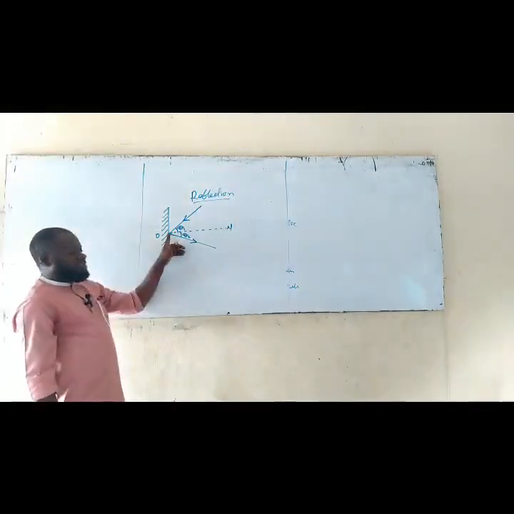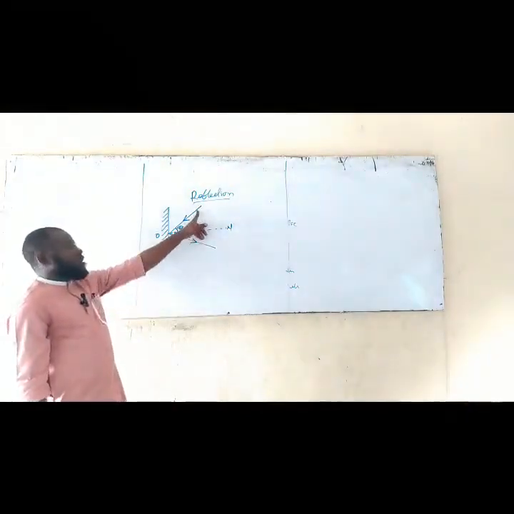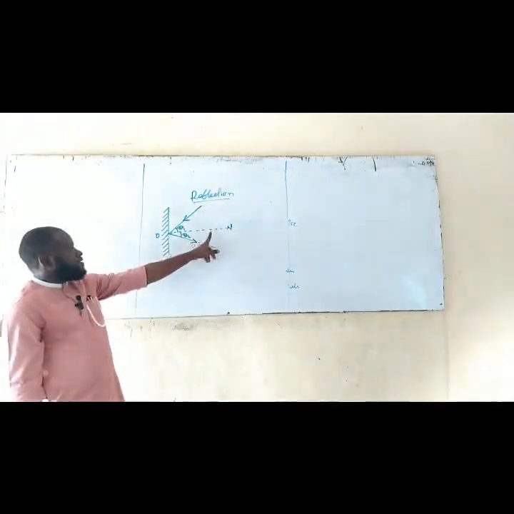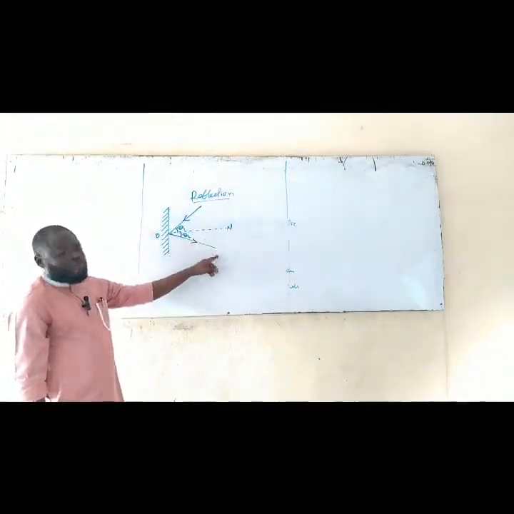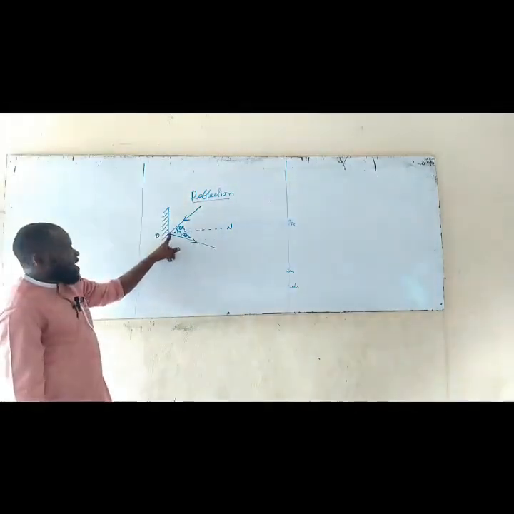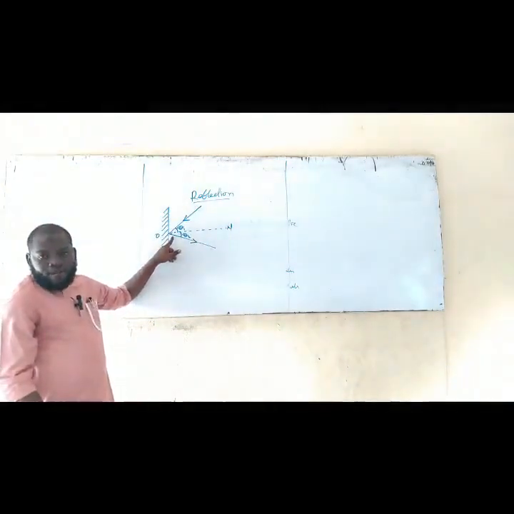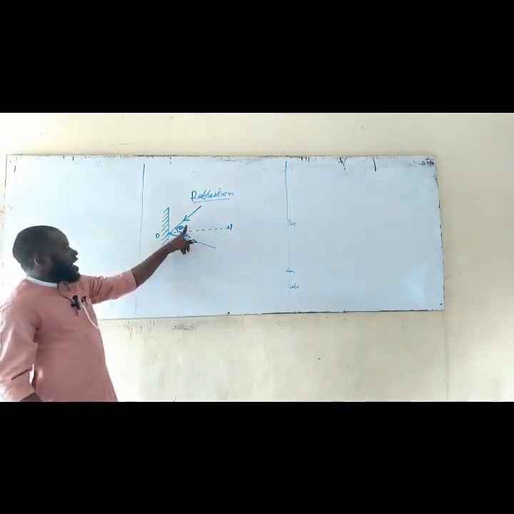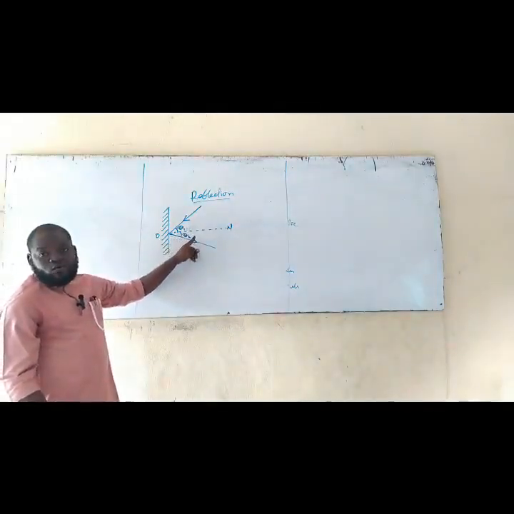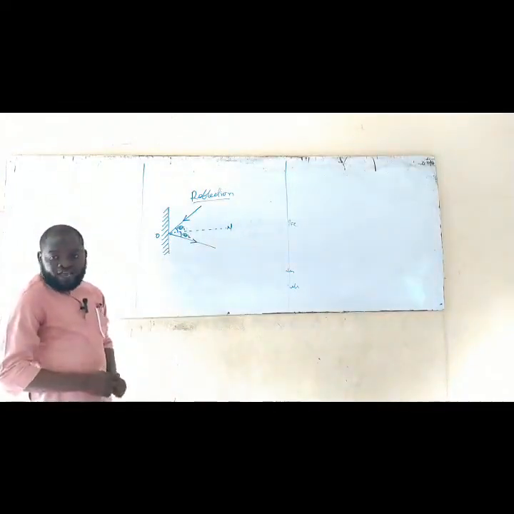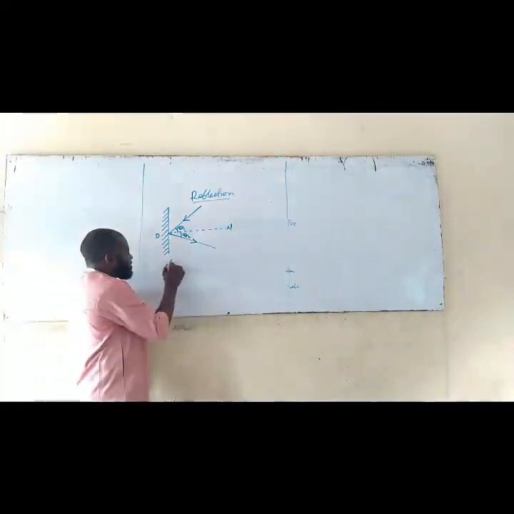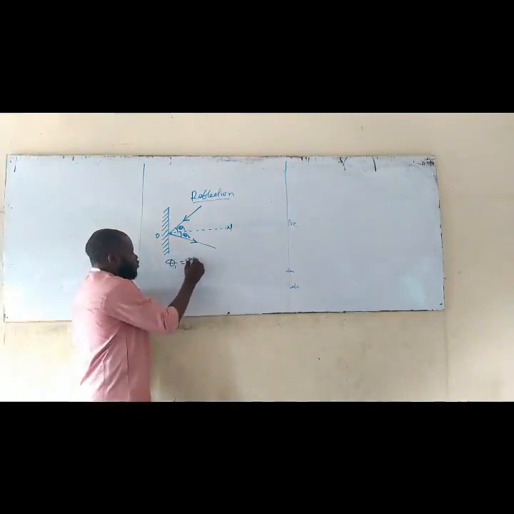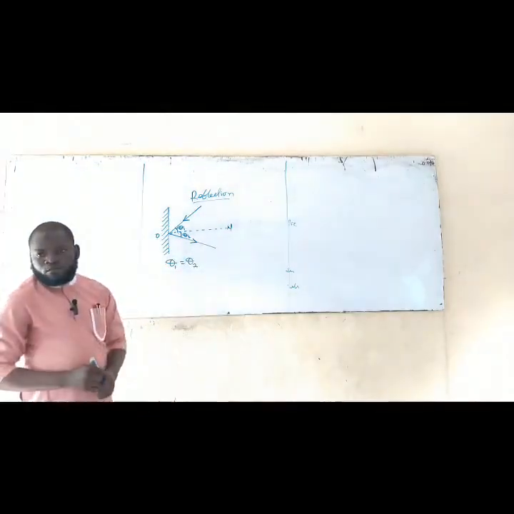So this is the point of incidence, and the incident ray, the normal, and the reflected ray are all on the same plane. Am I making sense now? The second one is that the angle of incidence is equal to the angle of reflection. So that means theta 1 will equal theta 2.